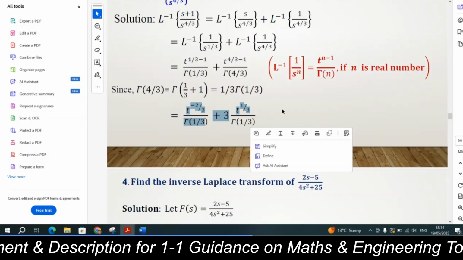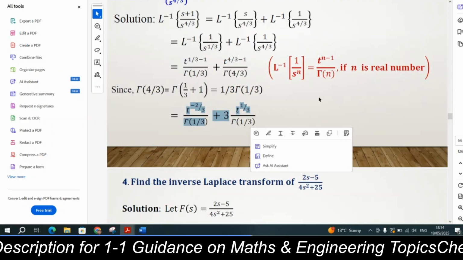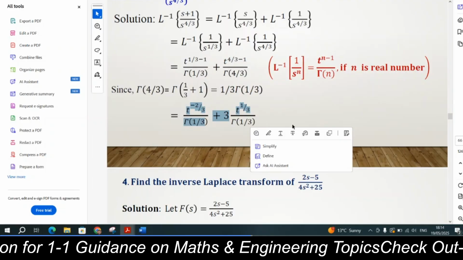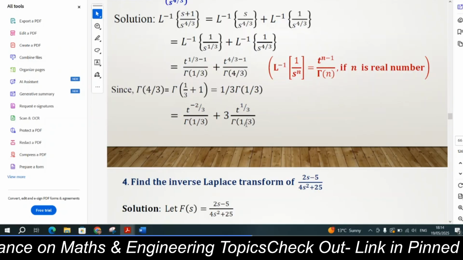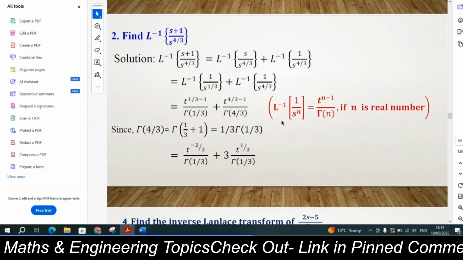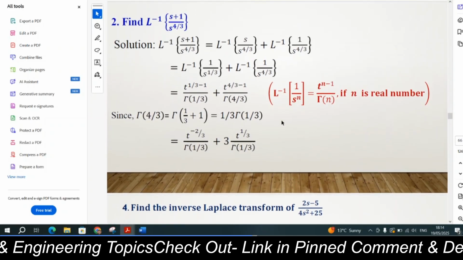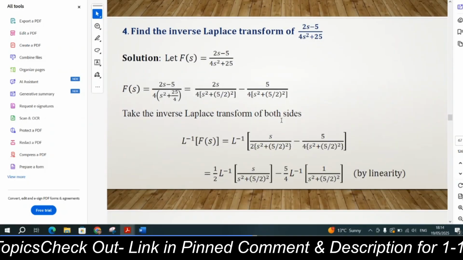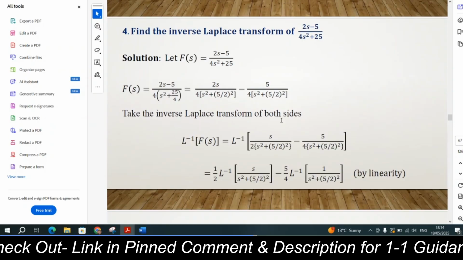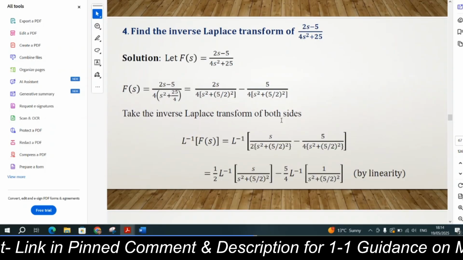So can I leave it like that, with the gamma terms? I would recommend you can leave it over here, okay? But depending on how many marks are given, if it is a 5-mark problem, they will probably expect that you merge the numerator as well. So t raised to minus 2 by 3 plus 3 into t raised to 1 by 3, and the whole upon gamma 1 by 3. I was expecting one more step below this, but they did not put it.